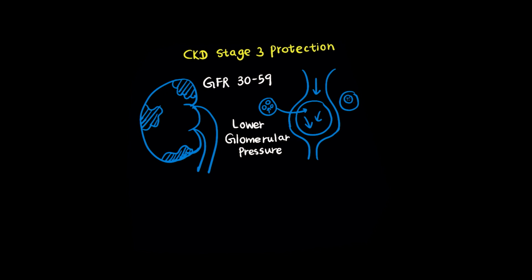ACE inhibitors also reduce proteinuria, protein loss in urine that accelerates kidney damage. Studies show ACE inhibitors slow CKD progression, independent of blood pressure effects. They're particularly beneficial in diabetic kidney disease. The correct answer is ACE inhibitors because they provide specific renoprotective benefits through reducing intraglomerular pressure and proteinuria beyond simple blood pressure control.